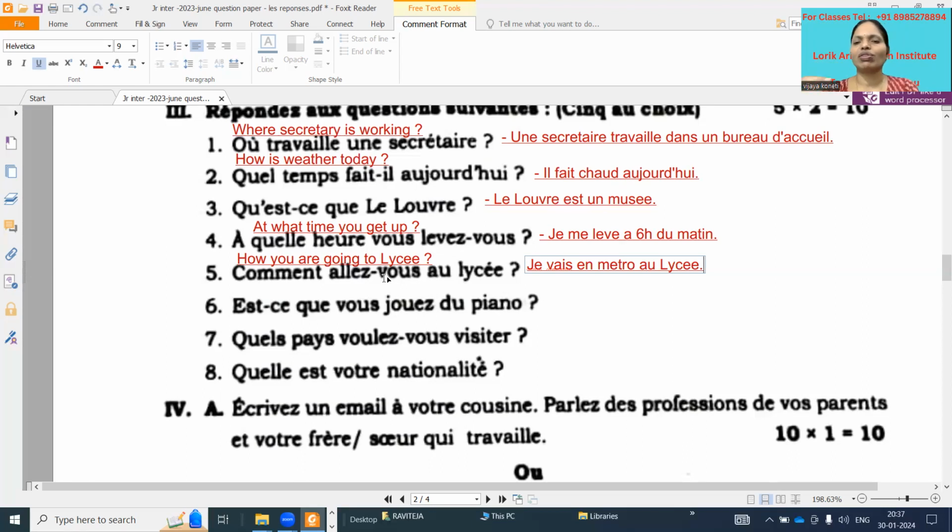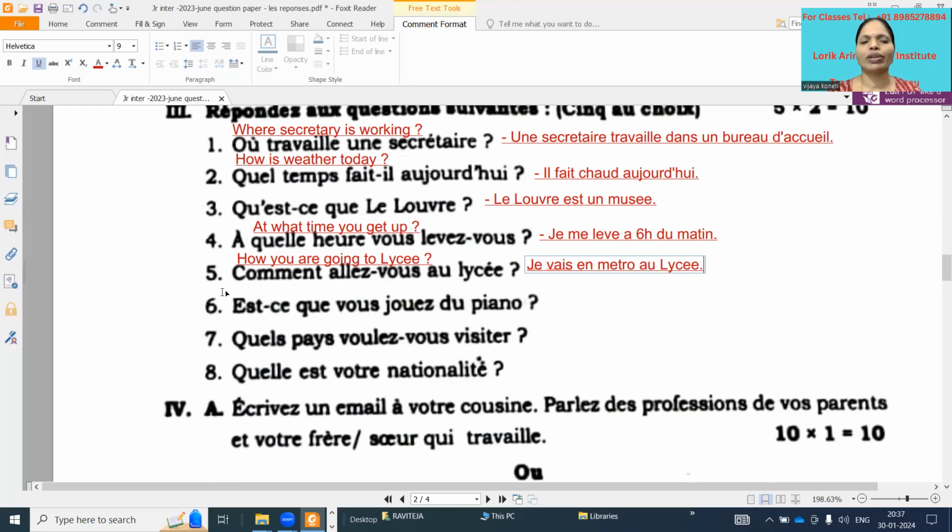Okay, and next one, en métro, in metro. Only say easy words, whatever words you know, you can use that. Bus, you know now, same spelling. I mean train you can't say because it is inside the city, right? Like that, metro, bus or bike, whatever word you know, you will write it. Metro is easy.